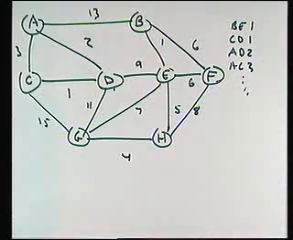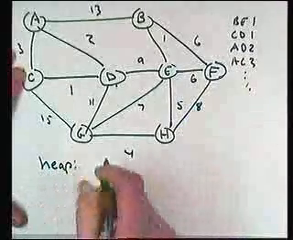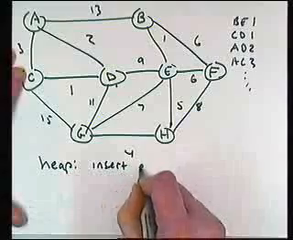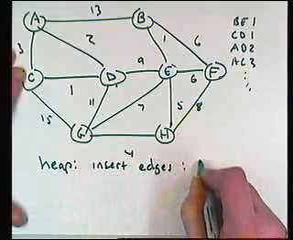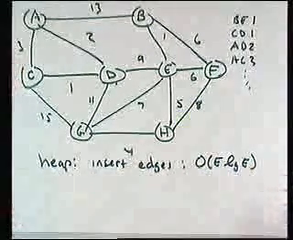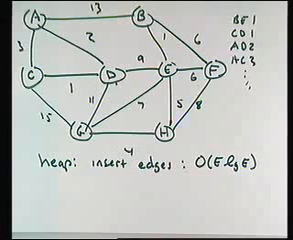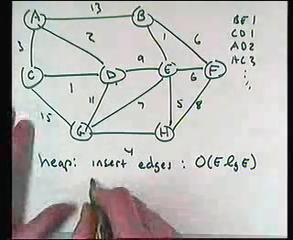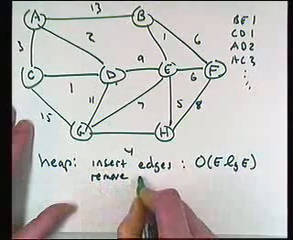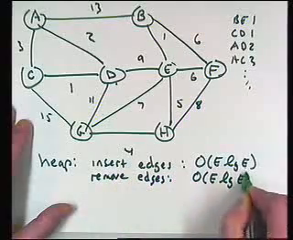And the easiest way to keep track of those would be a heap. I can insert the edges into the heap, and at worst, that's order E log E time, because I'm putting all the edges into the heap one by one. Each insertion is log E in the worst case, and there's E total insertions, and so E log E total time. And then as I remove the edges one by one, that likewise will be order E log E time.